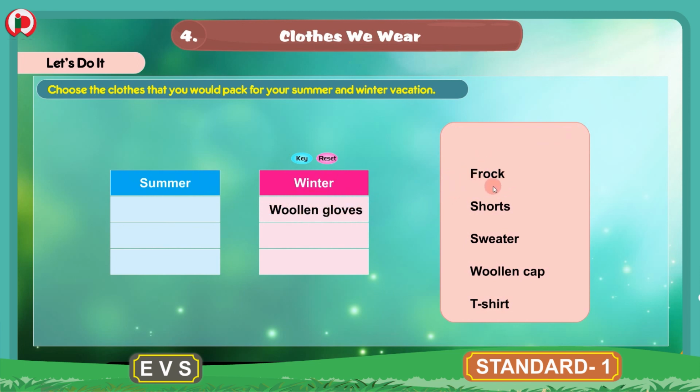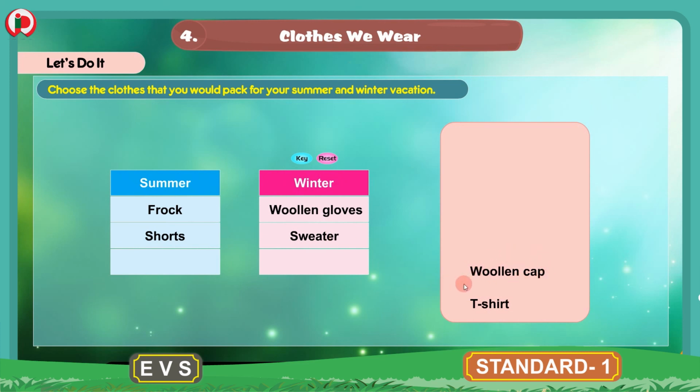The next is frock. Frock we wear in summer season. So under summer we will write frock. Under summer season we are writing frock. Shorts. Shorts also we wear in summer season. So under summer we will write shorts. Sweater. Sweater is made of wool. So we wear a sweater in winter. So we will write the sweater in winter season. Under winter column we have written sweater.